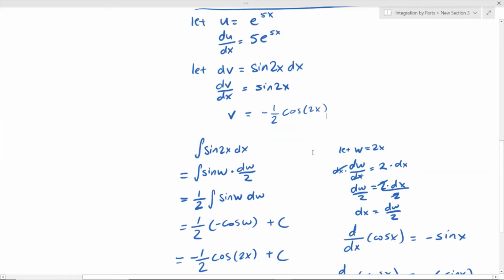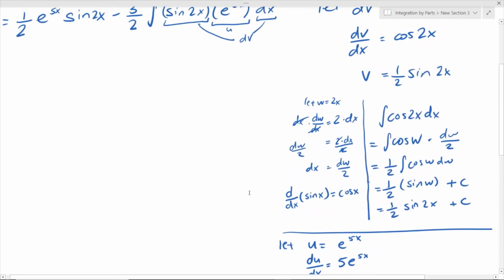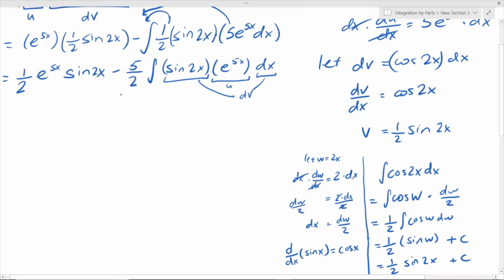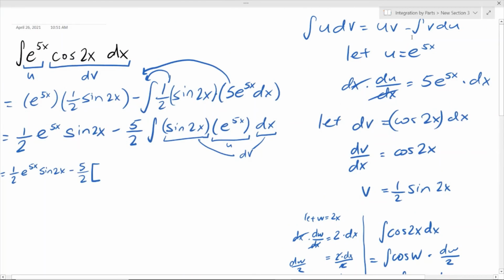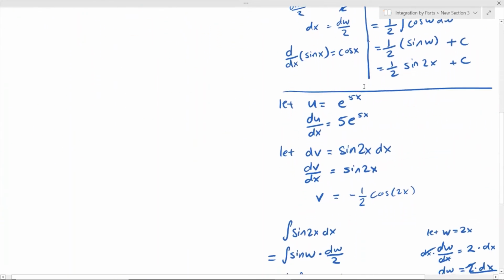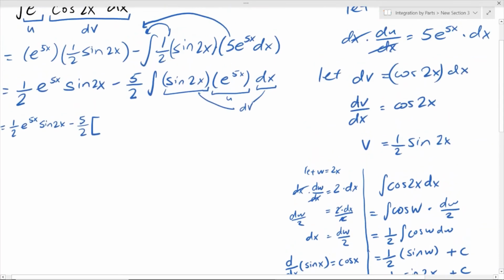So now we are going to integrate by parts. So subbing everything back into this expression, here we have 1 over 2 e to the 5x times sine 2x minus 5 over 2 times, now this integral, right? So we're going to sub in what we had. So our u's and v's, dv and du. So first we have to put in u and v, u times v. So what's u? u is e to the exponent 5x. So I'm going to write in e to the exponent of 5x.